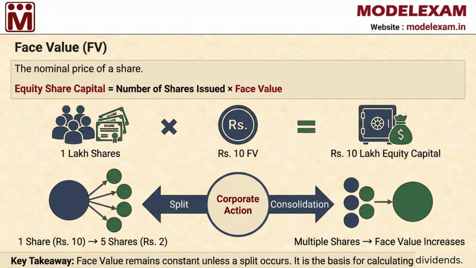Usually, this value stays constant unless a corporate action happens like a stock split. If you hold one share worth 10 rupees and the company splits it into 5 shares, the new face value becomes 2 rupees. You now hold 5 shares, but the total value remains the same.